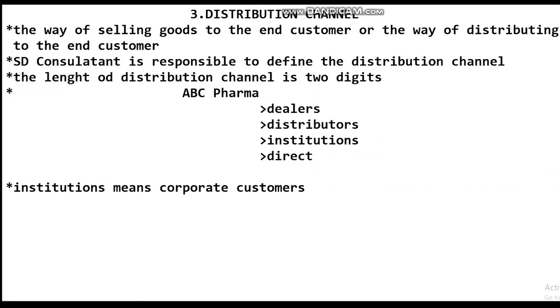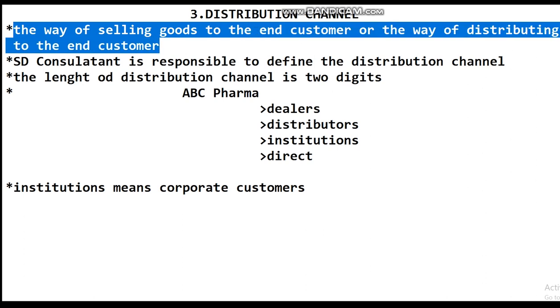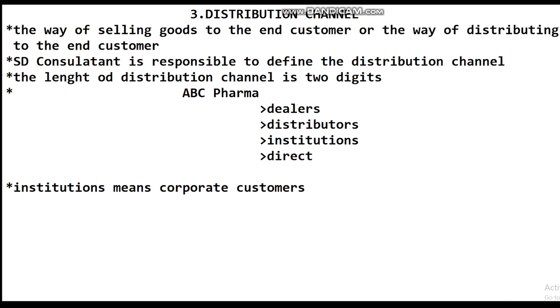After the sales organization, the next one is the distribution channel. What is a distribution channel? The distribution channel is nothing but the way of selling goods to the end customer, or the way of distributing the goods to the end customer. Let's take an example. If you have a company, you are making something. Definitely you have to distribute your goods to the end customer. So according to the different companies, they have their own set of planning to distribute the products to their customers.